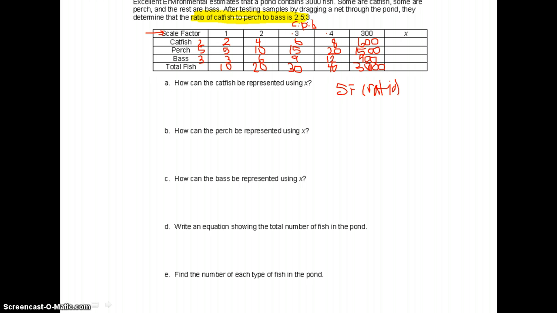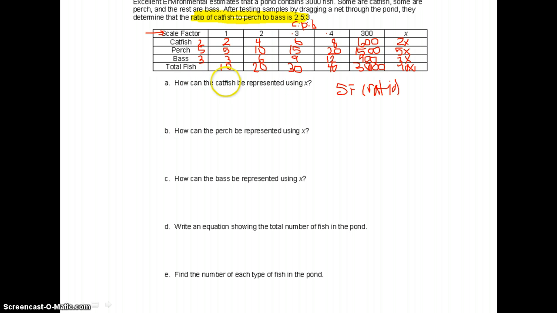Now the x column. We're just going to take 2 times x, and that's going to give us 2x. For perch, we're going to take 5 times x, which gives us 5x. And for bass, we're going to take 3 times x, which gives us 3x. And that's going to give us a total of 10x, because remember, we can combine them because they all have the same last name. So now let's go to the questions.